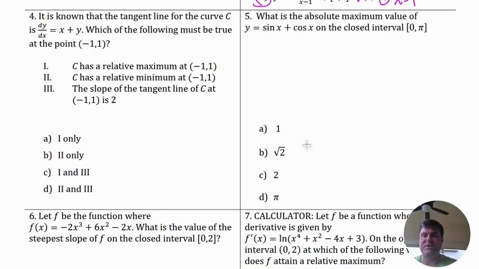It's known that the tangent line of curve C is given, so this kind of looks implicit, slightly differential equation-y. But which of the following must be true at the point -1, 1? These are all talking about extrema for the most part, except for 3, which just talks about the slope at C. So what we're going to do here is, because I don't know the original equation, I'm forced to use the second derivative test on this one.